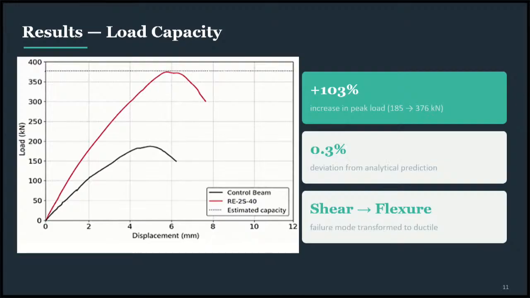As shown here, between the prediction of the load carrying capacity that we got from the retrofitting framework and the experimental results, there was only a 0.3% error, which indicates its high predictive accuracy. And the other thing is, as expected from our retrofitting framework, we were able to verify that this 40 millimeter jacket thickness managed to shift the failure mode from brittle shear to ductile flexure.